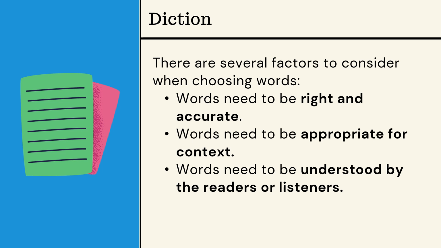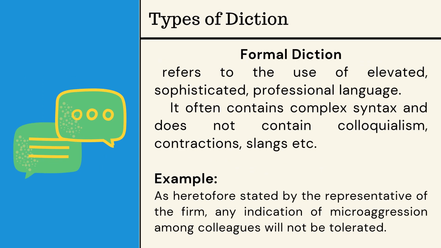So if imagery do have its types, of course, in diction we also have different types of diction. Alright? So first up, we have the formal diction. Okay, formal from the term itself, well, it's not new to you. You had EAPP last semester, so you already know what formal means. But in diction, it refers to elevated, sophisticated, professional language, meaning it contains complex syntax and does not contain colloquialism, contractions, and slang.